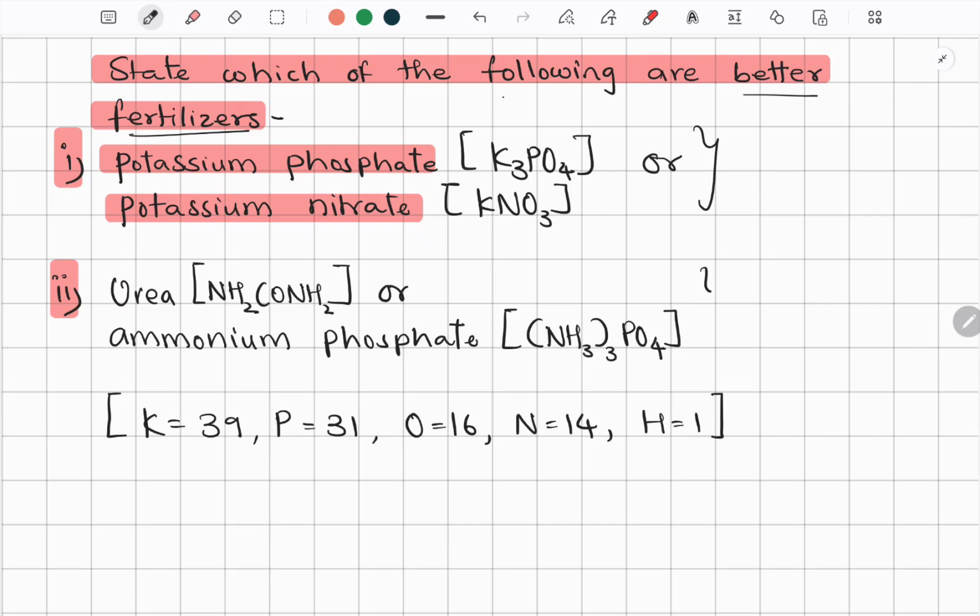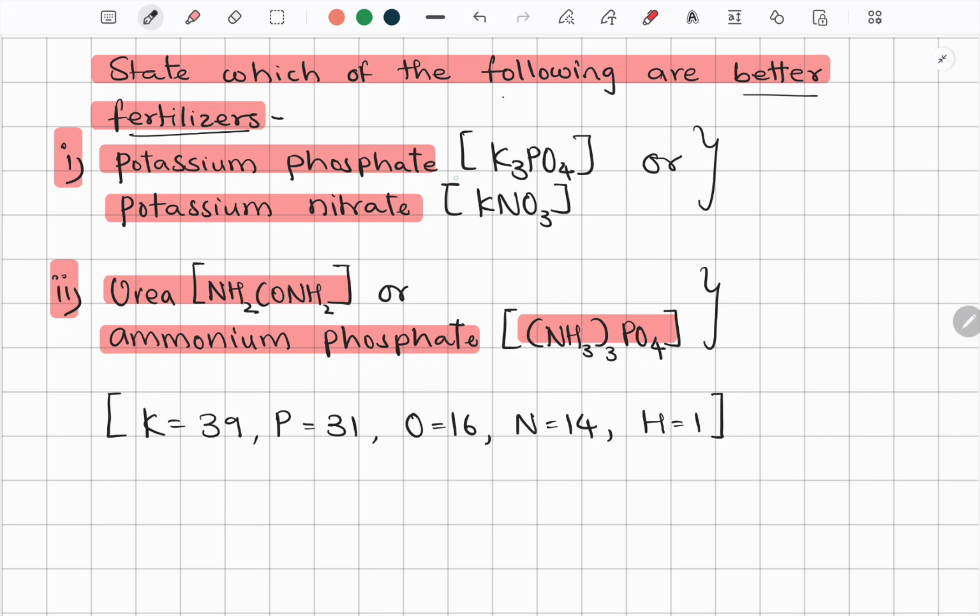And in the second question, two other compounds are given. First is urea, NH2CONH2, and second is ammonium phosphate, (NH4)3PO4. But how can we comment on the better fertilizer? If you don't know till now, it's fine. Now onwards you know, so remember it.